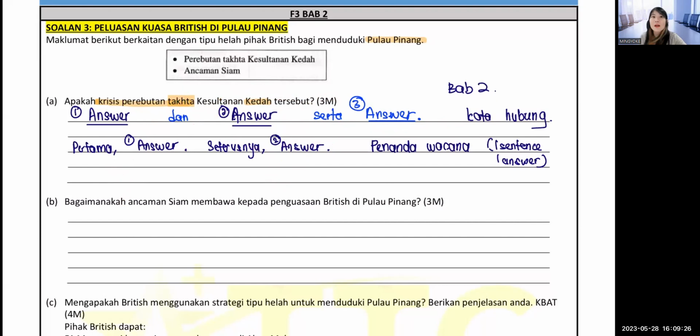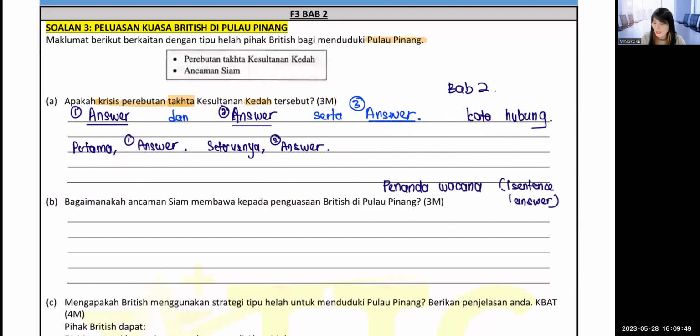So of course, if the teacher is particular and requires one sentence, one answer, please put one sentence, one answer. Meaning, for example, pertama, comma, answer, full stop. Seterusnya, answer, full stop. Then if it's 3 marks, you continue with selain itu.